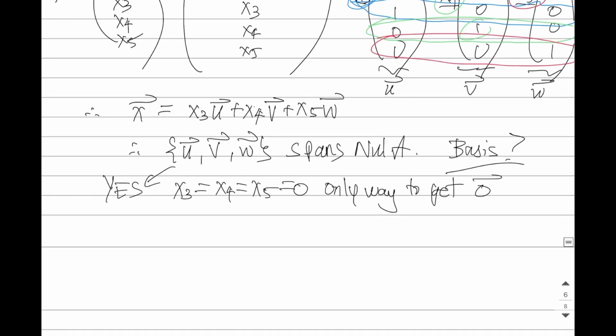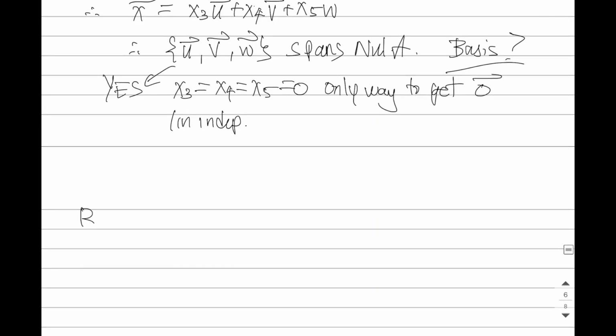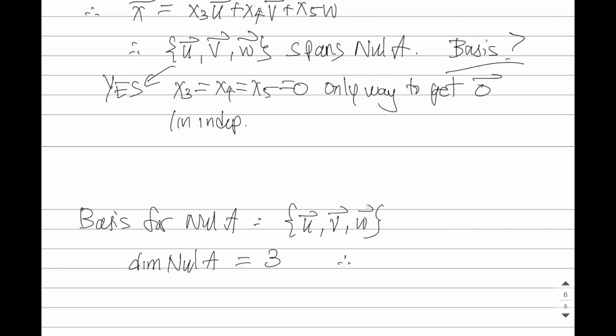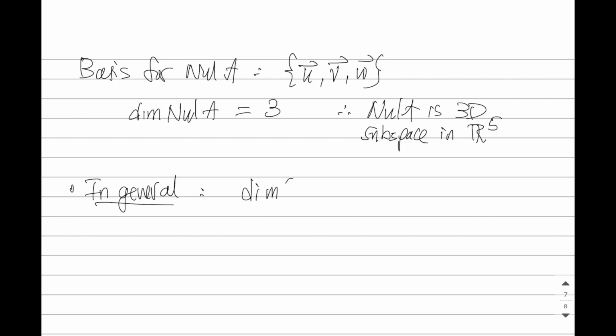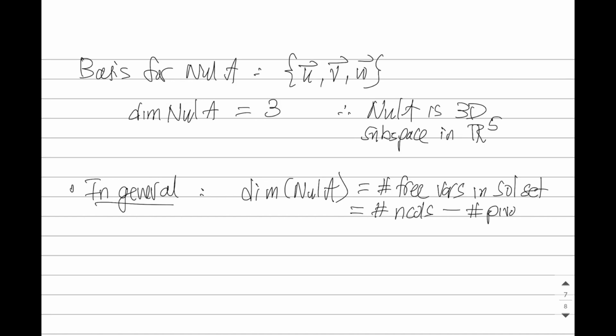If you want a basis for the null space, all you have to do is solve the system and get an answer. It's a spanning set, and it's always going to be linearly independent. In this case, the dimension of the null space is 3, and so that means null A is a three-dimensional subspace in R5. The dimension of the null space is always going to be equal to the number of free variables in the solution set. And the number of free variables is always going to be the number of columns minus the number of pivot columns. And so we are going to make a definition.